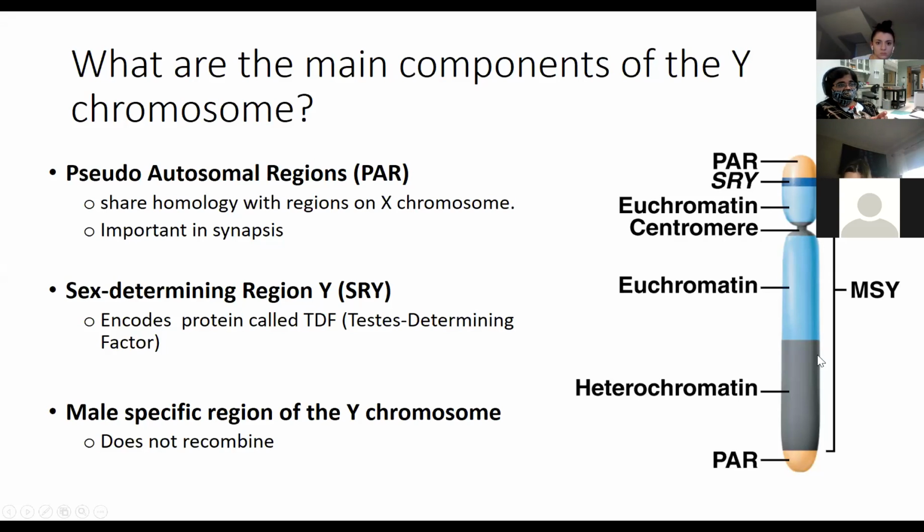So this area here doesn't recombine, but since PAR has a homology with the X chromosome, that's how the X chromosome and the Y chromosome end up aligning as homologous chromosomes. Does that make sense? Okay.